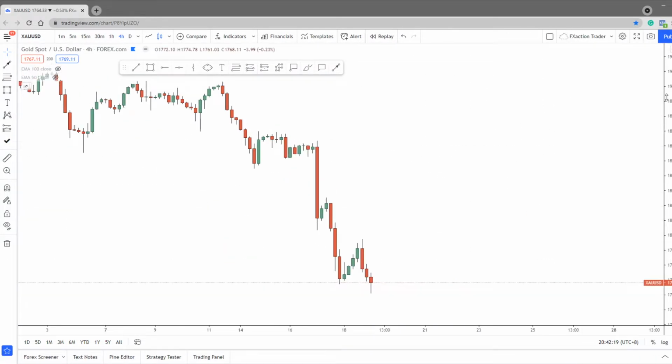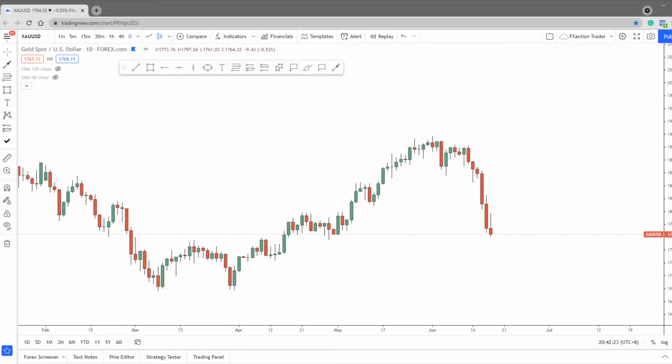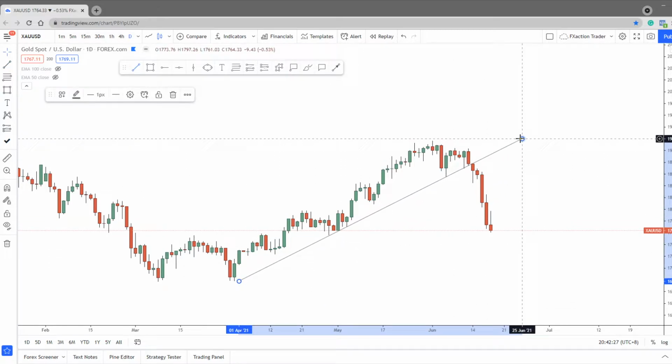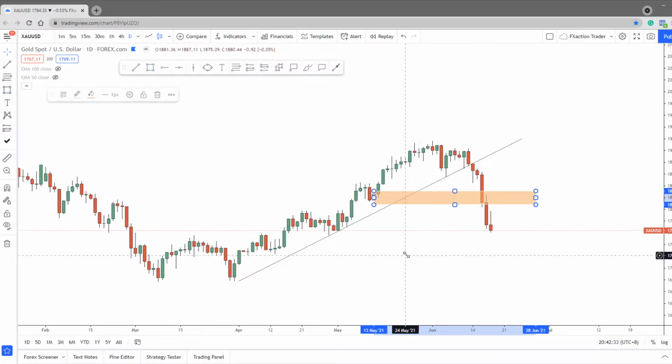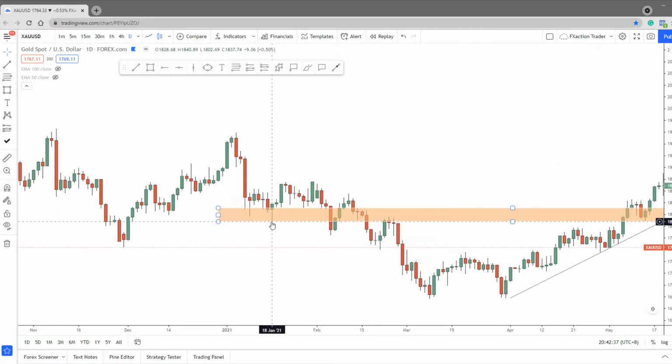So let's have a look at gold. Based on the daily chart, we can see that the daily trend line has been broken. Alright, and the market did not respect this previous key level, which was previously a strong support level that turned out to be a resistance level.